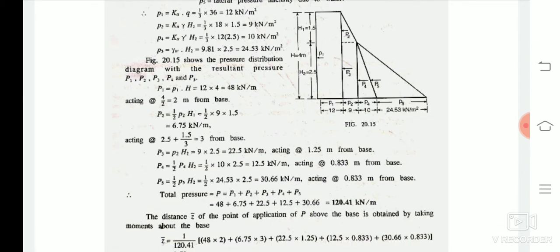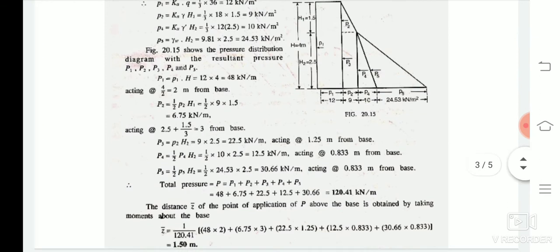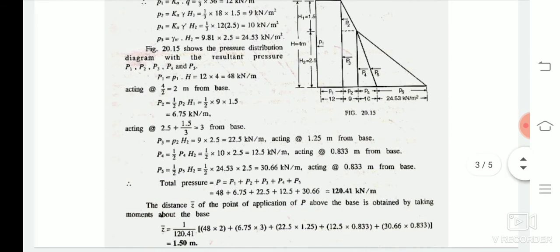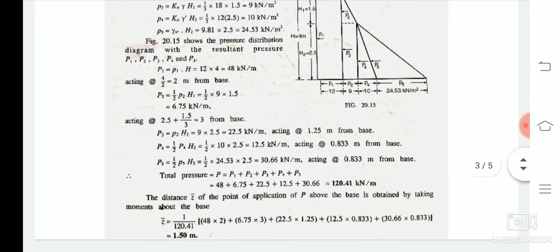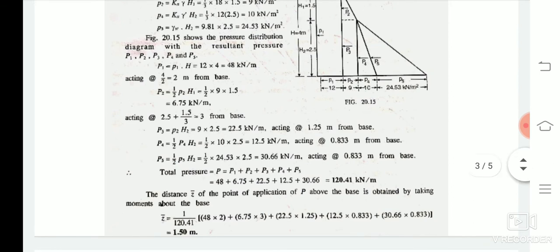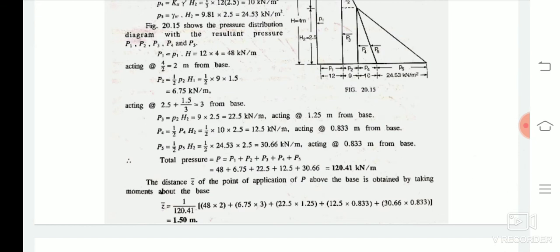For P4, it is a triangle, hence we find the pressure as half of P4 into H2, that is half of 10 into 2.5, that is 12.5, acting at a distance of one third of 2.5 meter, that is 0.833 meter from the base. For P5, it is also a triangle, where half of P5 into H2, that is half of 24.53 into 2.5, gives 30.66, acting at a distance of 0.833 meter from the base. Hence the total earth pressure is P1 plus P2 plus P3 plus P4 plus P5. By adding all the values, we get 120.41 kilonewton per meter.